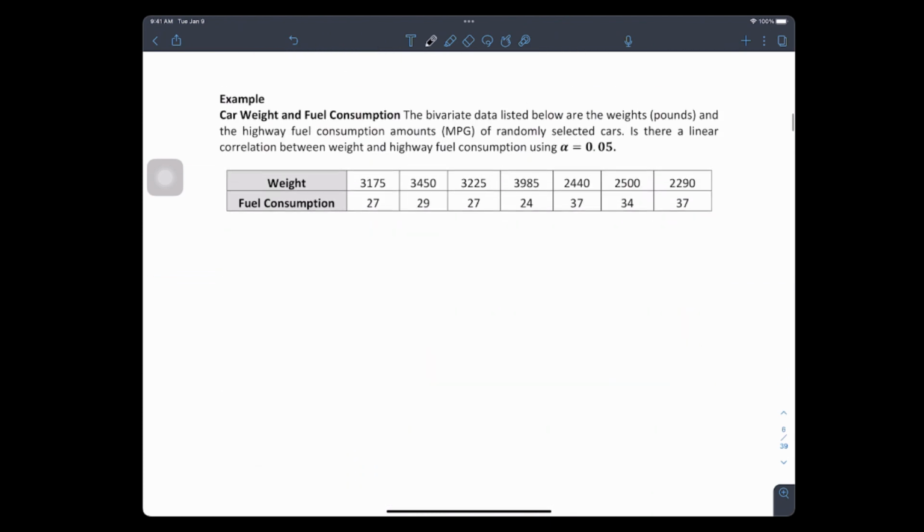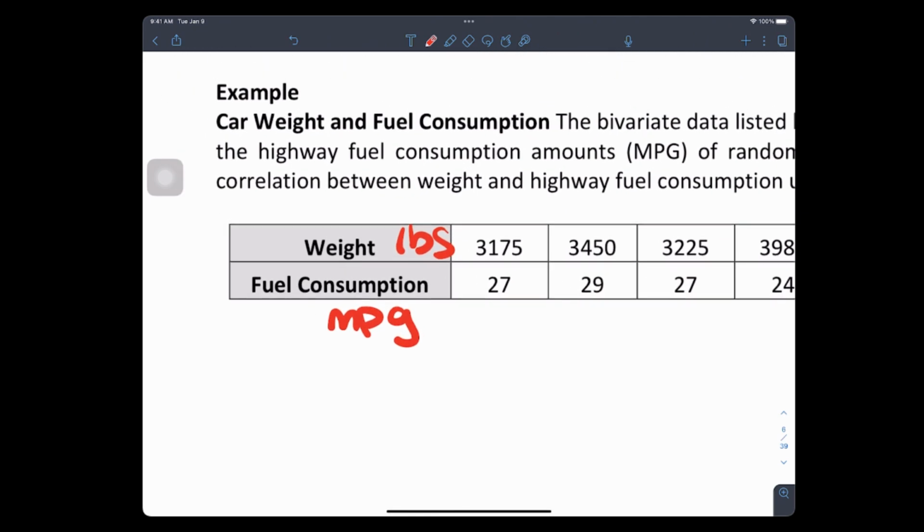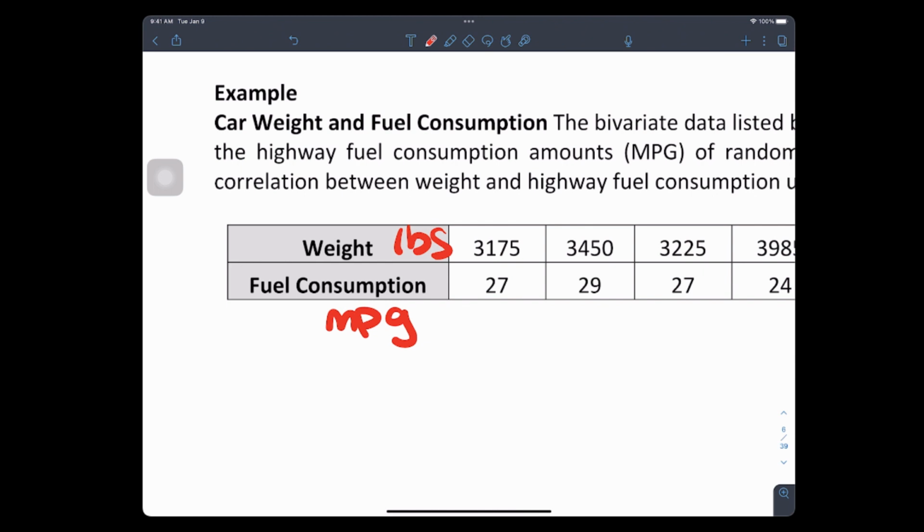All right. Now, I want to give you guys a little story here. Here's your first example. They want to know, is there a relationship, meaning a linear relationship, between the weight of cars and fuel consumption? Cars in pounds, fuel consumption in mpg. What does that mean? What is mpg? Miles per gallon. So how many miles you get per gallon?